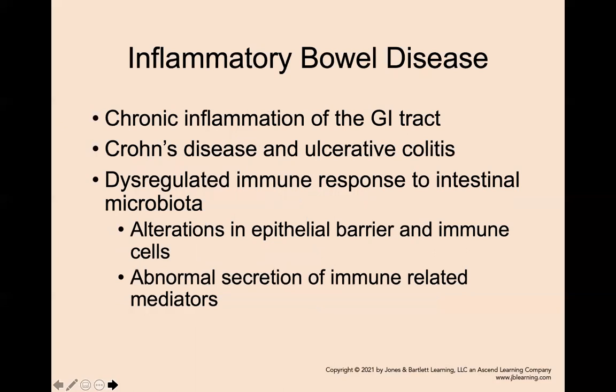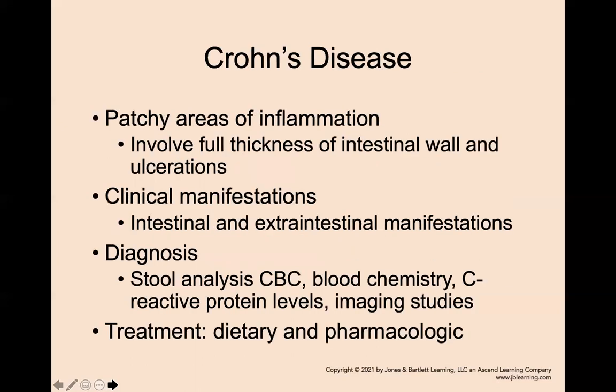Inflammatory bowel disease includes chronic inflammation of the GI tract, and that includes Crohn's disease and ulcerative colitis. These are immune responses that cause alterations in the epithelial barrier and immune cells, and they also have abnormal secretion of immune-related mediators. Crohn's disease is when there's patchy areas of inflammation that involve full thickness of the intestinal wall and ulcerations. Clinical manifestations include intestinal and extraintestinal manifestations.